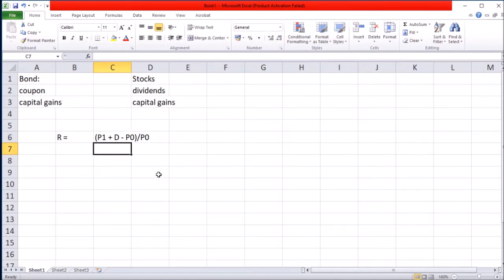For example, if I sell a stock for $120, and while holding that stock, I receive $10 dividend, and let's say originally I actually bought that stock for $100, this formula is going to give me an answer of 0.3, meaning that I have a 30% return.